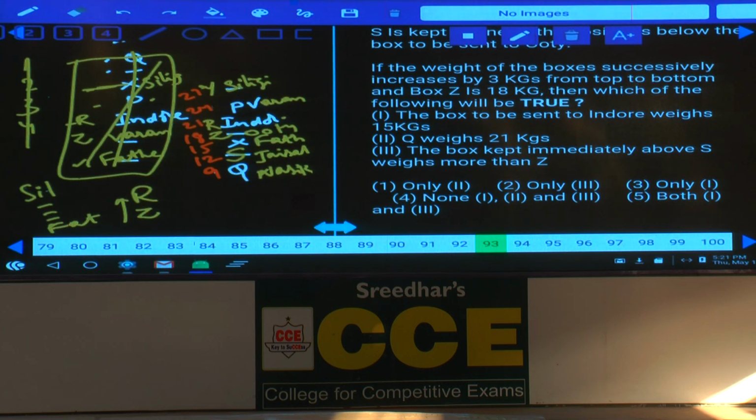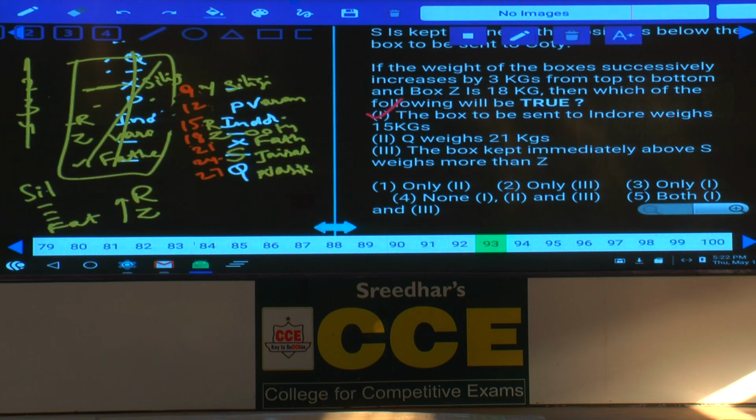Top to bottom. Now, if the weight of the boxes successively increases by 3 kgs from top to bottom, increases from top to bottom, isn't it? Hence, after this 18 it must be 21, next one is 24, this must be 27, and before this 18 this is 15, and previously it must be 12, and this is 9. Then, which among the following is true? The box to be sent to Indore weighs 15, definitely true.